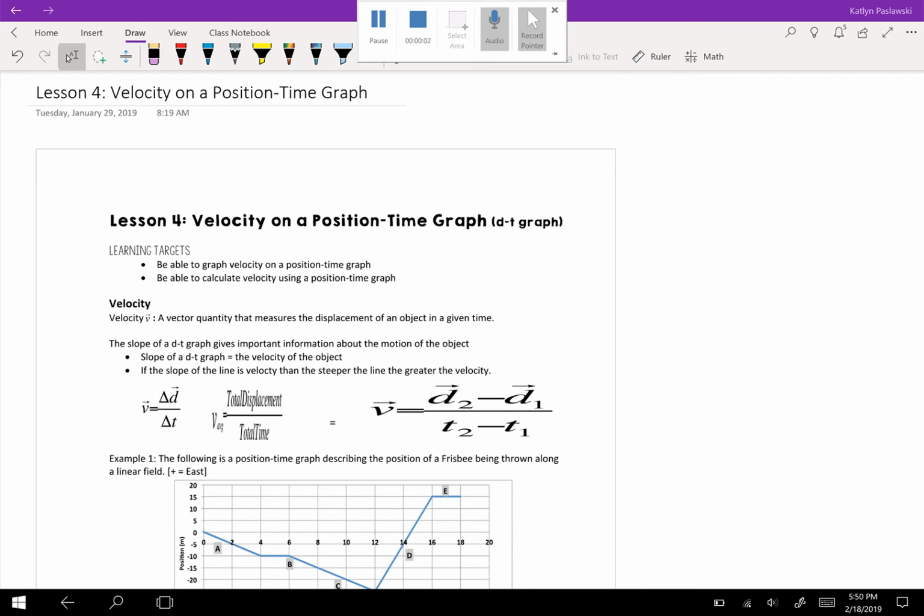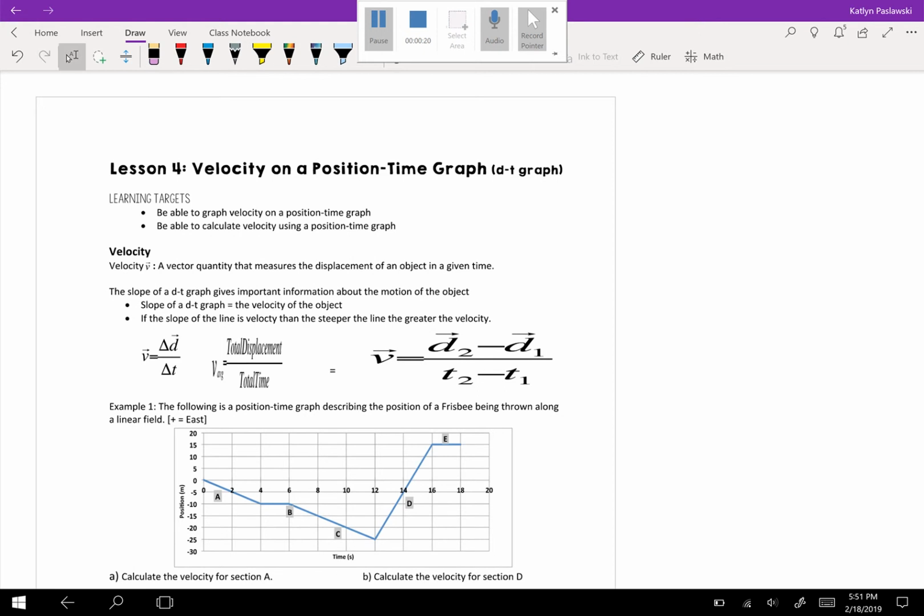All right, here we have lesson 4, velocity on a position time graph. You may also see it as a DT graph, as we've talked about. The learning targets we're going to focus on are to be able to graph velocity on a position time graph and to be able to calculate velocity using a position time graph.